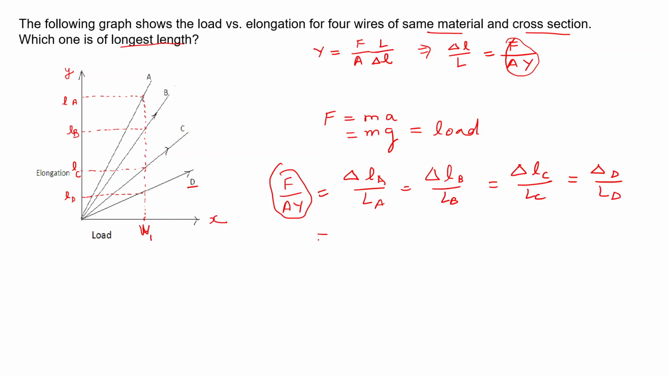So what this means is that the change in any of these four wires, whatever it is, the change in the wire is proportional to the original length of the wire. The same is the case for B wire also, and the same is the case for C wire and D wire also. So this is one relation that we understand.